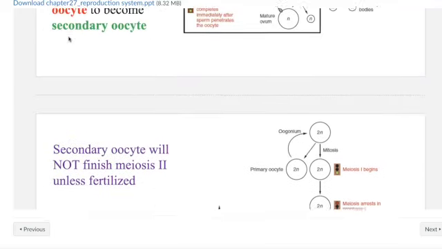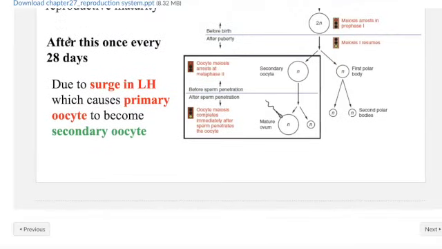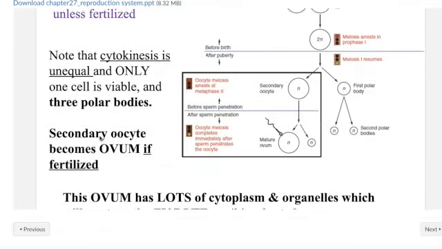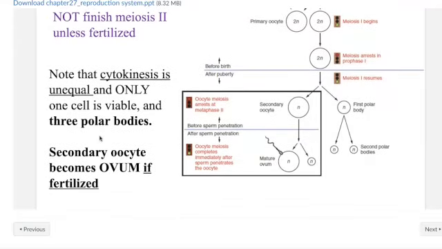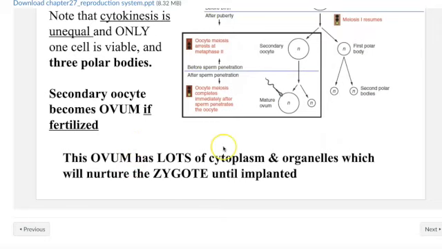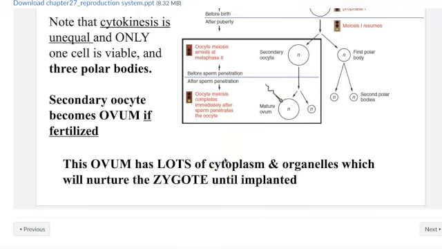So again, going back to here, the surging of that, then once the egg is fertilized, it becomes an ovum. The sperm does not contribute anything except the DNA.